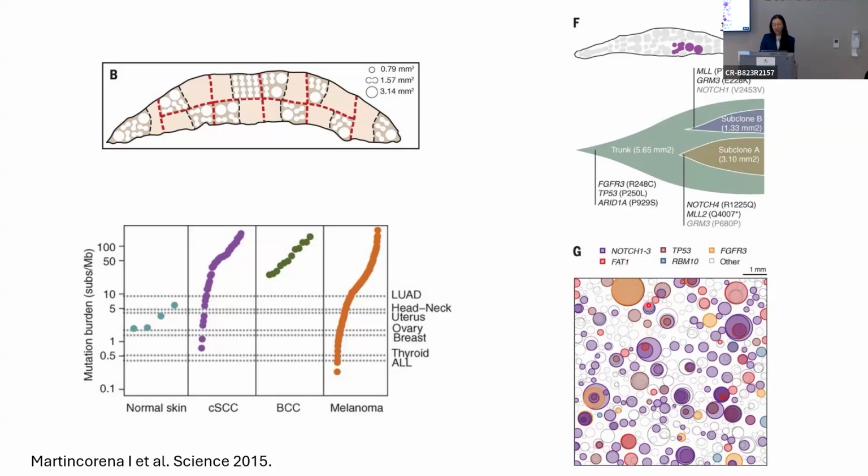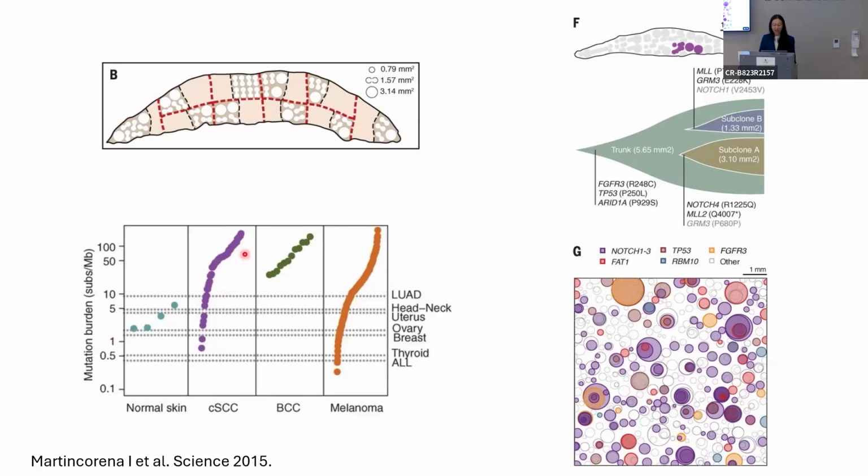Each circle here represents a patch of cells that all contain the same mutation, in this case a FAT1 mutation. And then the other circles contain additional mutations. So you can see that even in normal skin, you have an outgrowth of cells that have these oncogenic mutations. And when you look at normal skin, there's a certain number of mutations there.